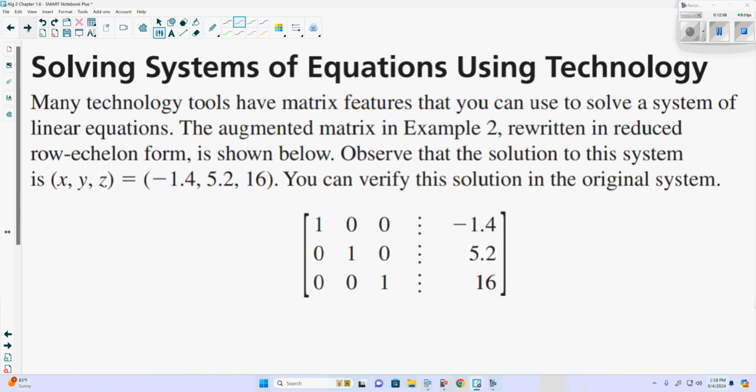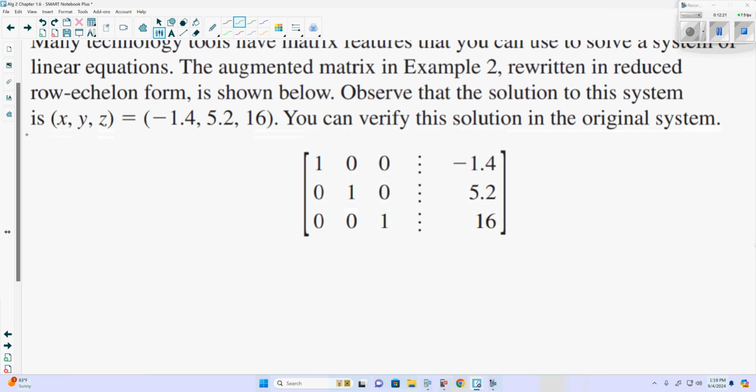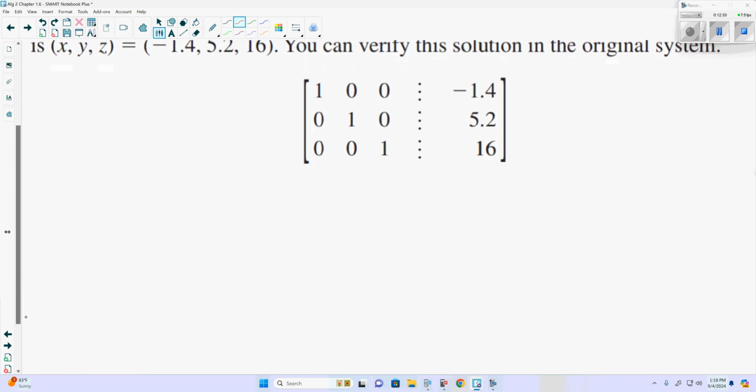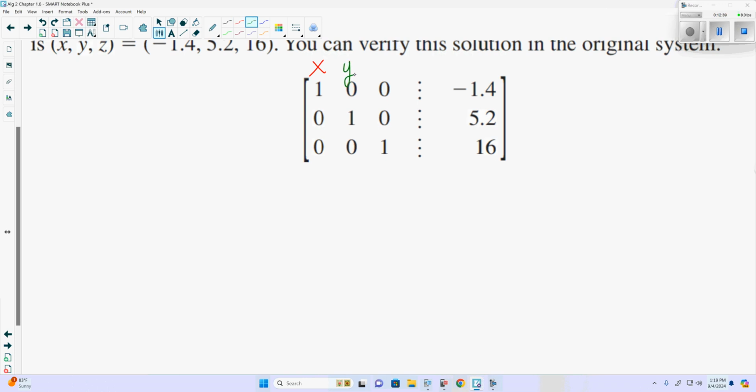Many technology tools have matrix features that you can use to solve systems of linear equations. The augmented matrix in example 2, rewritten in reduced row echelon form, is shown below. Observe that the solution to the system is this here. Well, if we look at this matrix, our first column was x, our second column was y, and our third column was z. And this is equal to our number, our solution, yes? That's how we set it up.